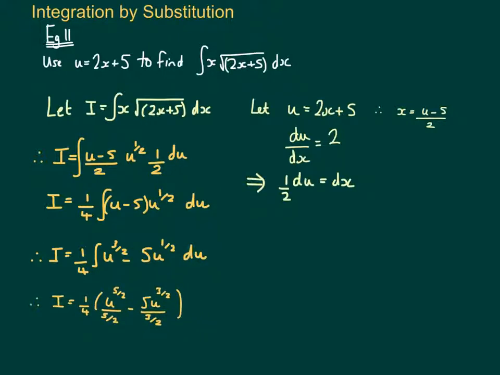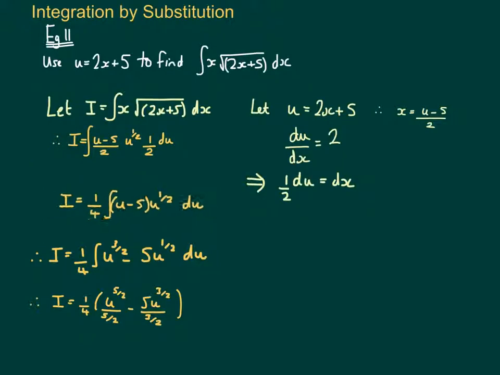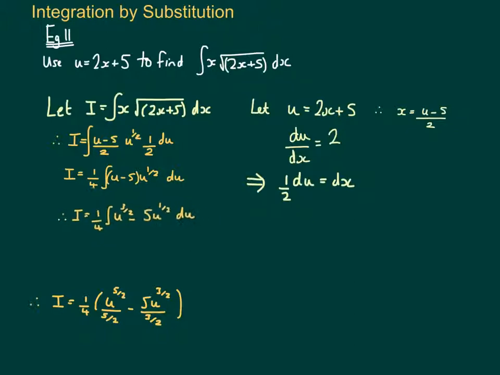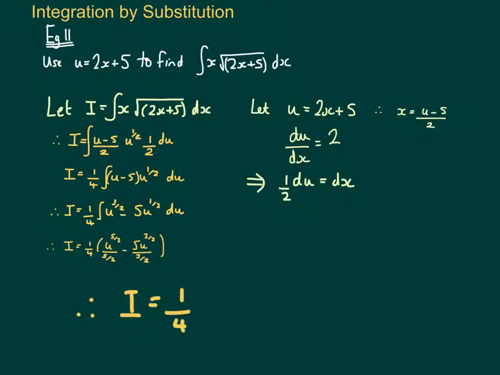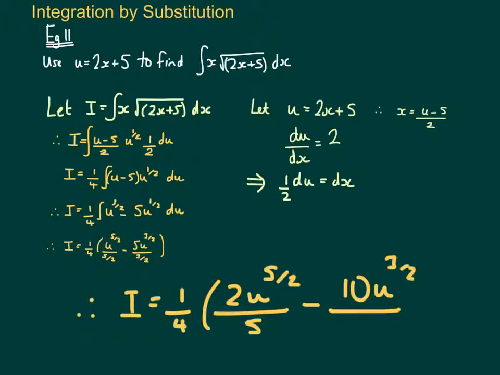So now we just need to start tidying that up. So let's just shrink these a little bit smaller to give me a bit more room. So I is going to be a quarter multiplied by 2u to the power 5 over 2 divided by 5, minus 10u to the power 3 over 2 divided by 3. Okay.